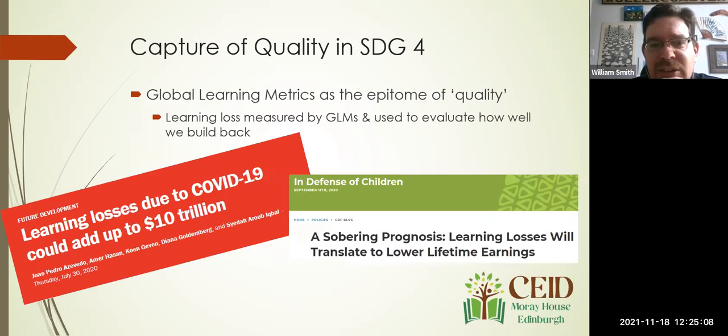So finally, recognizing that human capital is a focus, global learning metrics, and SDG 4.1.1 as a global learning metric becomes the epitome of quality. And just to situate this within the COVID era, we see this a lot in our news, really associated with learning loss. So learning loss measured by global learning metrics, whether it's SDG 4.1.1 and UIS's efforts there, or by the learning poverty indicator put forth by the World Bank, we see those quantified to quality and the ability to respond or build back better as a way to evaluate quality in education.